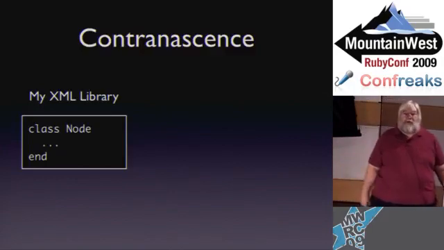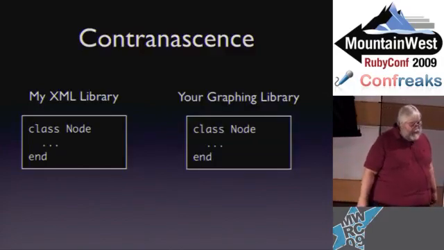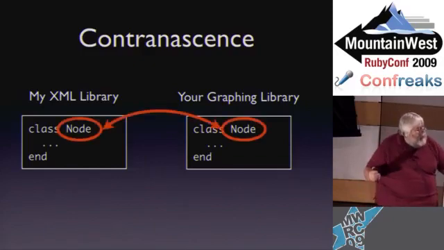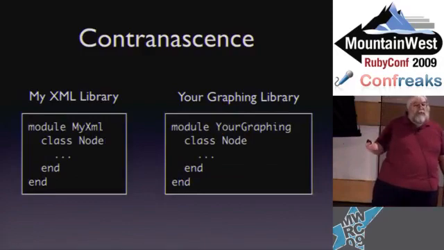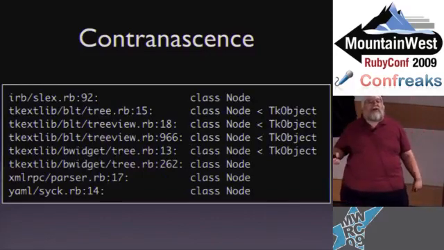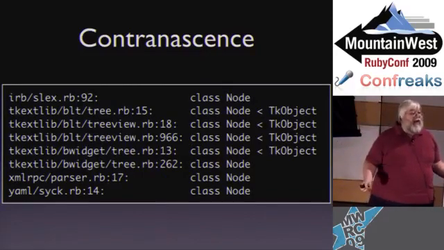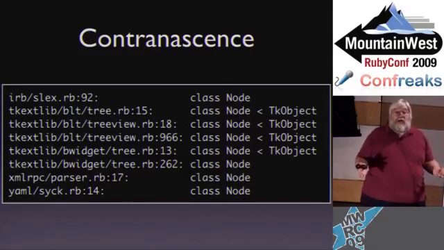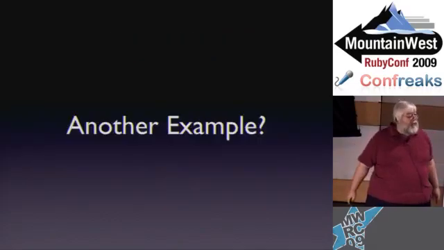Suppose I wrote an XML library that had a class called Node, and you wrote a graphing library that had a class called Node. And you're going to have a name conflict. You need to put them in your own namespace to prevent name collisions. Turns out there's a lot of nodes in Ruby, and they're all in their own namespace, and it doesn't collide. So this is how to avoid contranascence, is to put them in separate spaces, in this case namespaces.